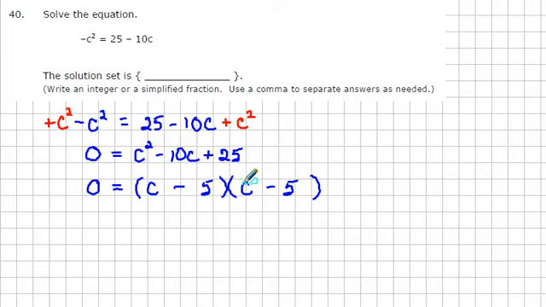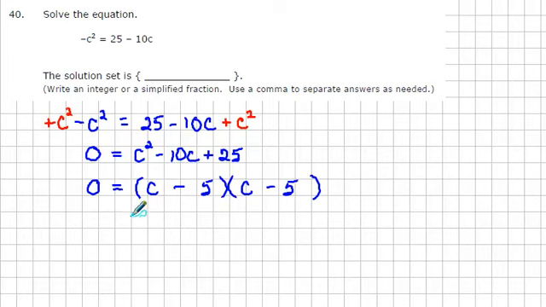And we can double check using the FOILing method. C times c gives us c squared, minus 5c minus 5c gives us minus 10c, and minus 5 times minus 5 gives us 25. So this factorization works.